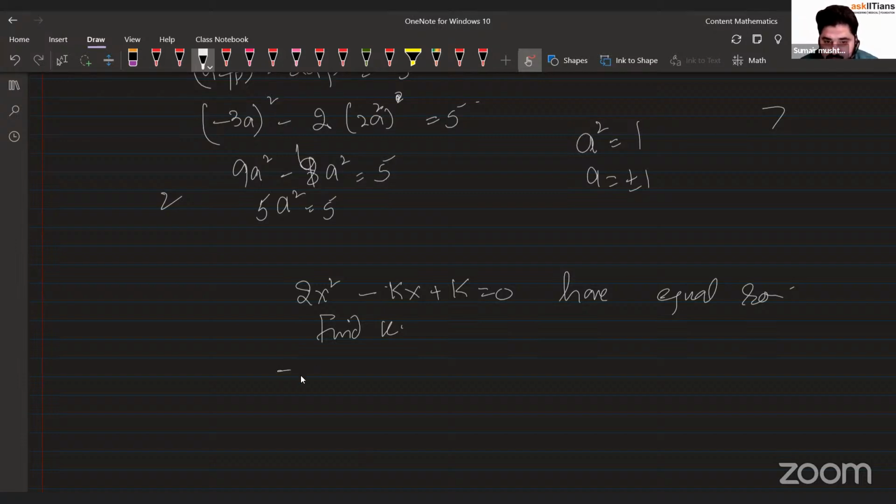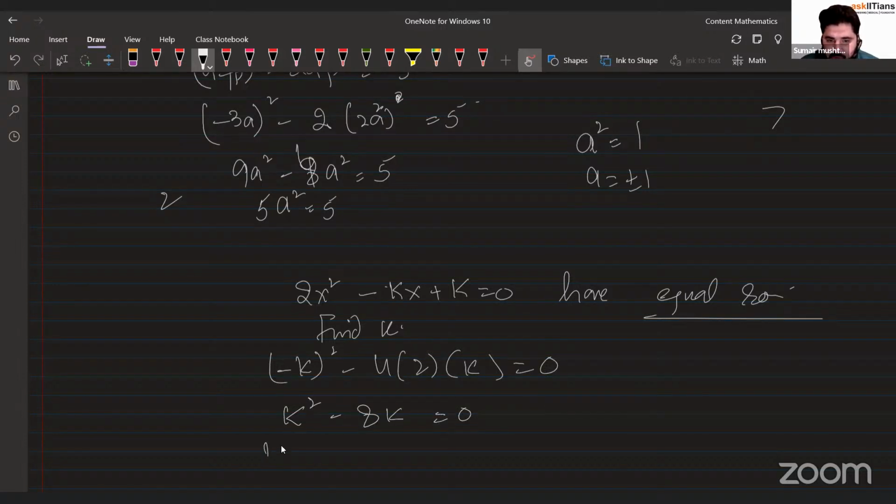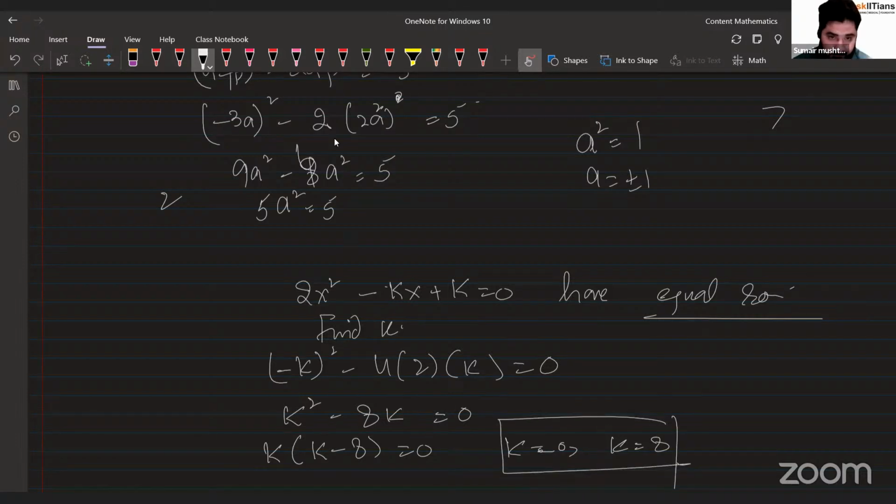How can we do it? B square minus 4ac should be equal to 0. Why? Because the roots are equal. K square minus 8k is equal to 0. K is common, so k times (k minus 8) is equal to 0. That is k is equal to 0 and k is equal to 8. These are the two conditions. If you cancel k, that will be wrong, because both conditions give you equal roots. Got it?